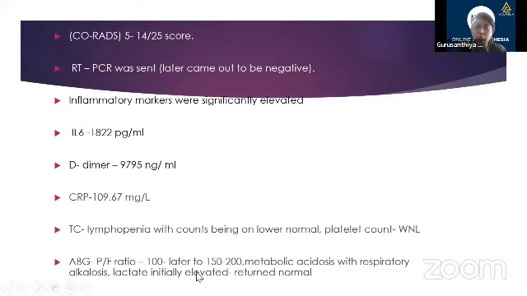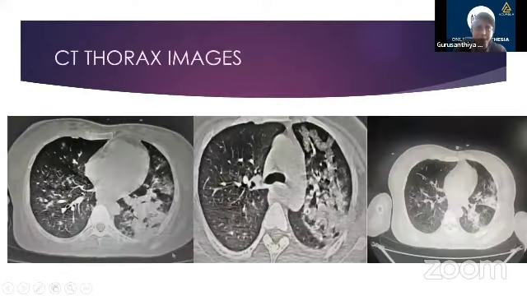Later, with the NIV, after 2 hours and then after 12 hours, it improved to 150 to 200. ABG also initially had a metabolic acidosis with a respiratory compensatory alkalosis. Lactate, which was initially elevated, returned to normal after 12 hours of non-invasive ventilation.